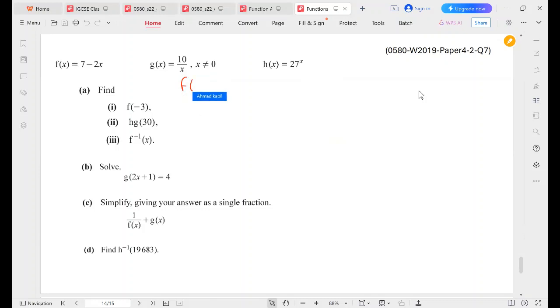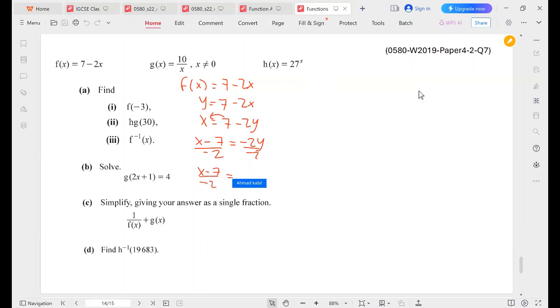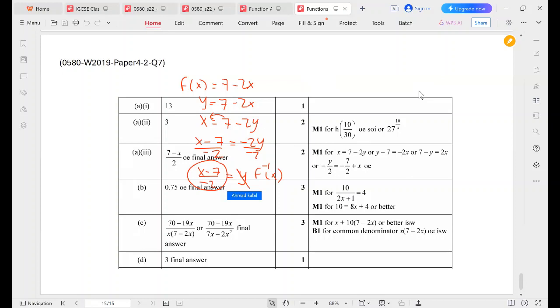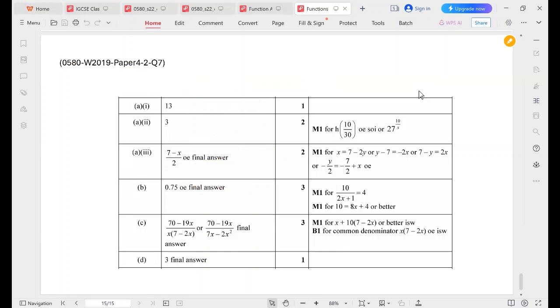So f of x equals 7 minus 2x, y equals 7 minus 2x, and then x equals 7 minus 2y. We want to isolate the y. So x minus 7 equals negative 2y. So therefore, we divide by negative 2 on both sides. We get x minus 7 over negative 2 equals y. And we can remove the y and write f inverse of x. So this would be the correct final expression. Of course, x minus 7 over negative 2 is the same as 7 minus x over 2. They are both correct answers to this problem.